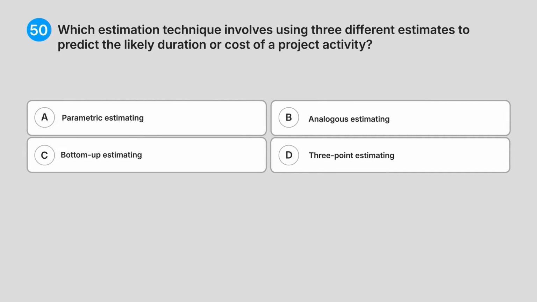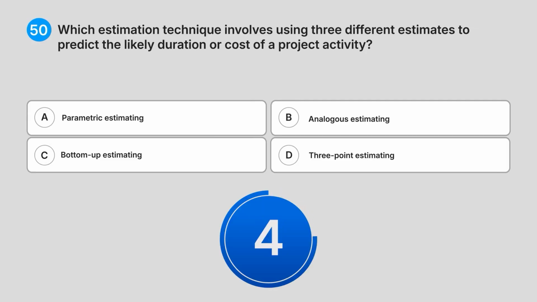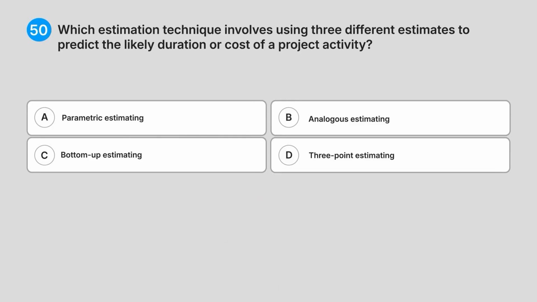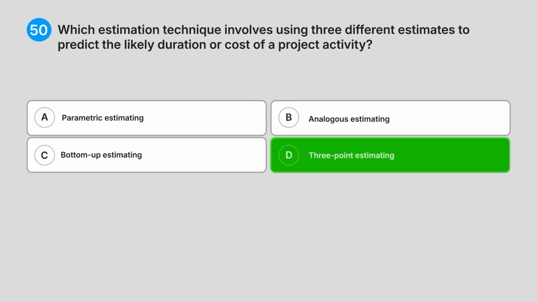50. Which estimation technique involves using 3 different estimates to predict the likely duration or cost of a project activity? A. Parametric estimating. B. Analogous estimating. C. Bottom-up estimating. D. 3-point estimating. Can you guess the answer? Correct answer, D. 3-point estimating.